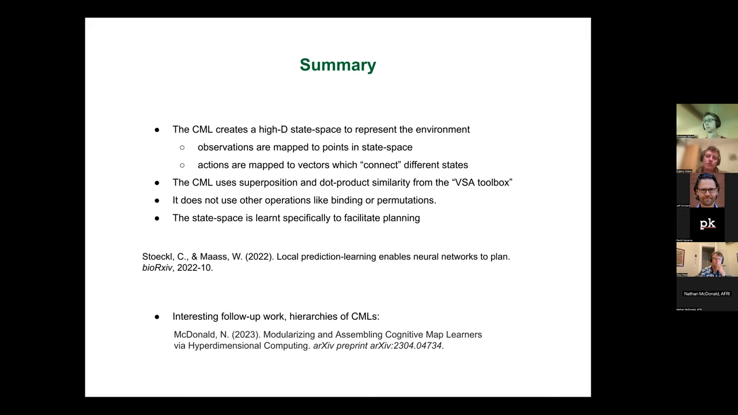To mention, there is a question in the chat about whether source code is available. There isn't yet, unfortunately. We're still trying to publish this work, and it's currently under review. Once it's accepted, the source code should be published. So we are planning on publishing it, but it's not available yet.